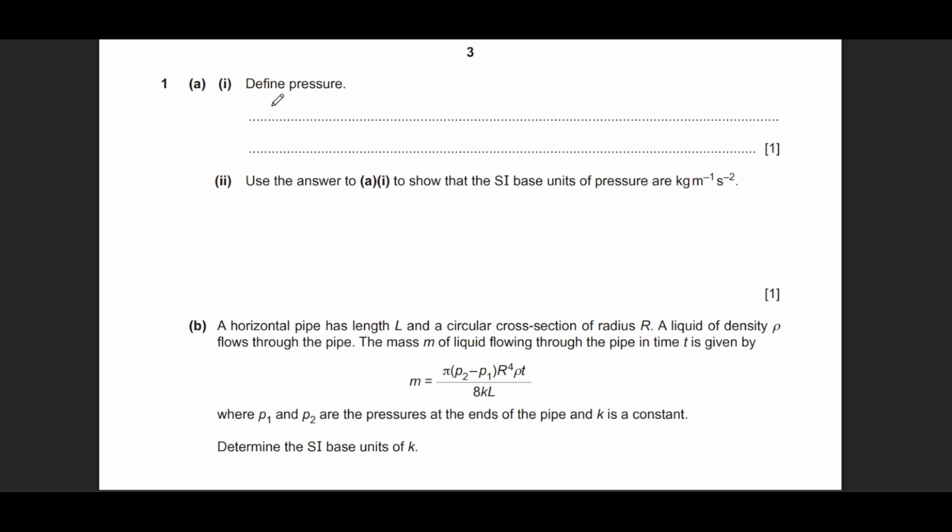This is May/June 2023, paper 22. So you can go through the definitions from the marking scheme as well. I will not be taking time to explain them.